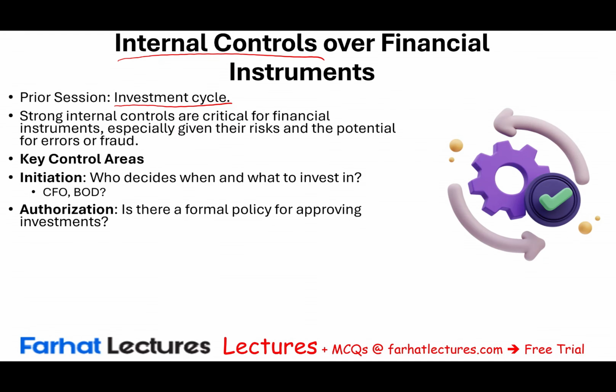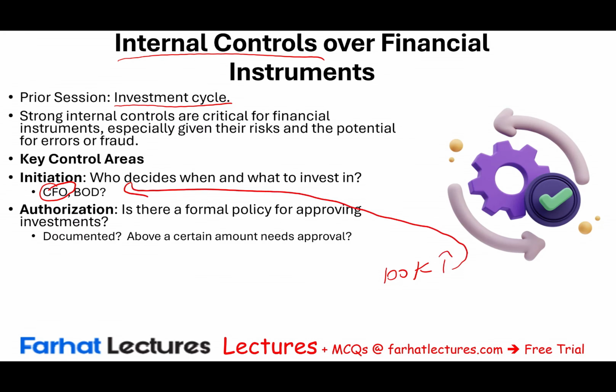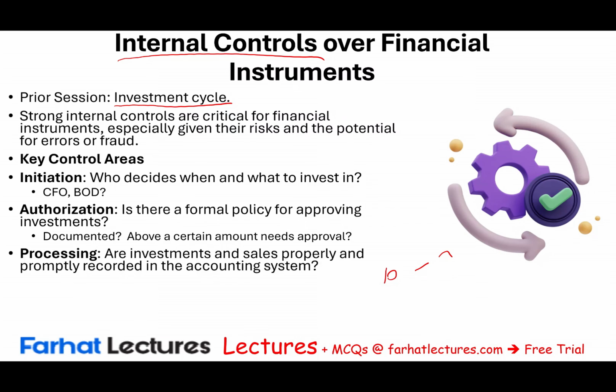Second, making the decision needs authorization. Do we have a formal policy for approving investments? For example, the CFO can make investments up to 100K, or once it goes more than 100K, we need the board of directors. Is this policy documented? Is it above a certain amount? We need special approval. Those are the things that should be down in writing when it comes to initiation as well as authorization.